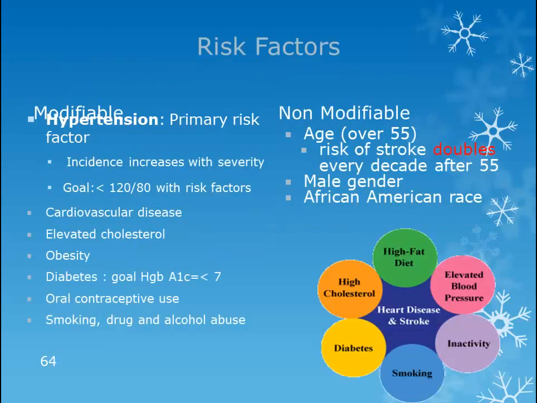Major risk factors for stroke include modifiable and non-modifiable risk factors. Modifiable risk factors include hypertension, cardiovascular disease, elevated cholesterol, obesity, diabetes, oral contraceptive use, smoking and drug and alcohol abuse. All of these can be modified or changed.